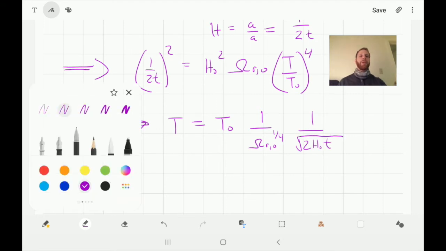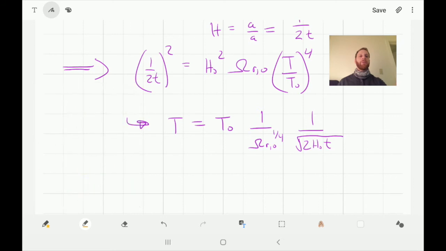I think the important thing to take away from this in terms of the scaling is that the temperature as a function of time, at least back then, goes inversely proportional to the square root of the time. Did I say that right? The temperature is inversely proportional to the square root of the time. I'll let you plug in these numbers.